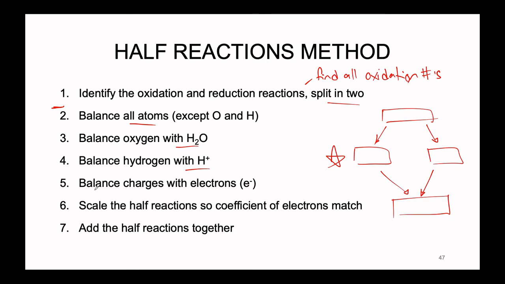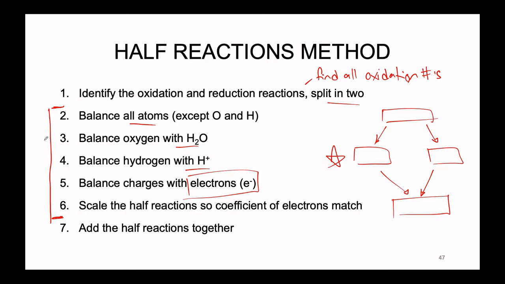Step number 5 then is, once all atoms are balanced, we must balance charges with electrons. So here's where the electrons are specifically going to come into play when it comes to balancing these types of redox reactions. Since the electrons are shuffling around, we need to figure out how many electrons are moving where. Second to last but not least, once we have all of the charges balanced with electrons, we are going to scale the half reactions, each of these 2 individual pieces, so that the coefficients in front of the electrons match. So these are going to be the actual explicit balancing steps.